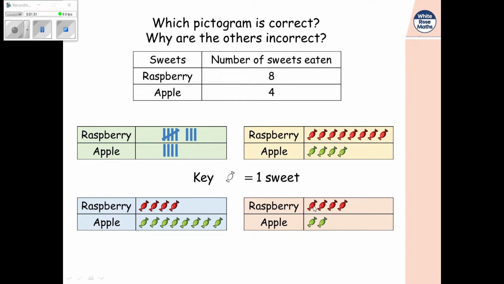Here they have got 1, 2, 3, 4 raspberry, again which is half, and apple they've got 2. So I wonder what they've done there. Have a little think. It looks like they've got half the amount of each. So yes, it was this pictogram that was correct, and the tally chart. Well done if you got that right yourself.